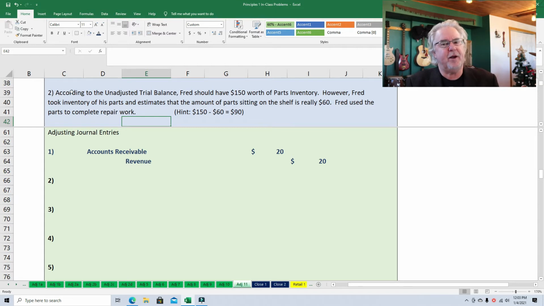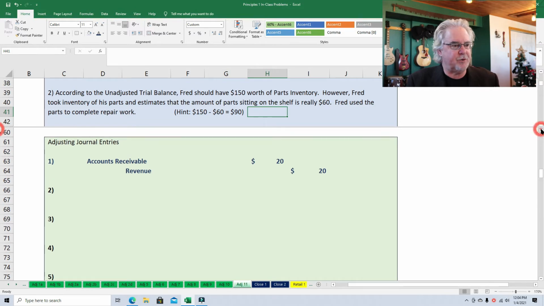According to the unadjusted trial balance, Fred should have $150 worth of parts inventory. However, Fred took inventory of his parts and estimates that the amount of parts sitting on the shelf is really $60. So his account says $150, but he really only has $60 of parts inventory. Fred used the parts to complete repair work. Now I've got a little hint here. The hint says 150 minus 60 is 90. So this will come into play. So let me show you where this is all coming from.